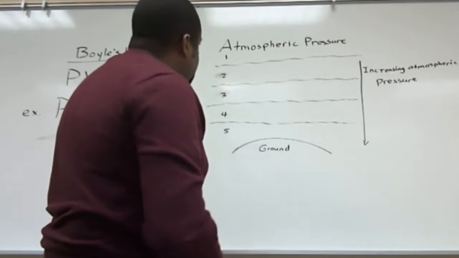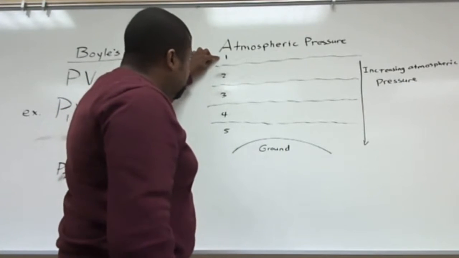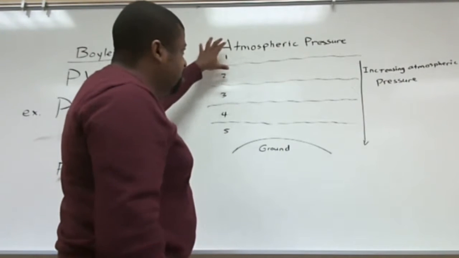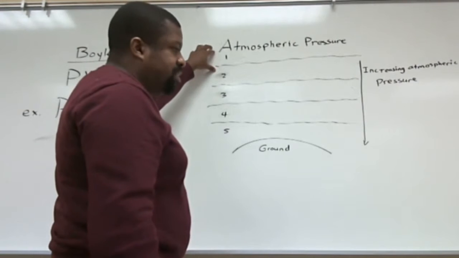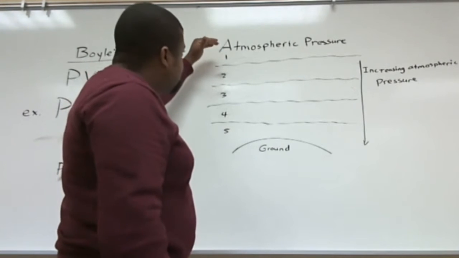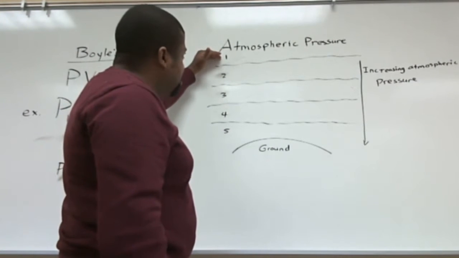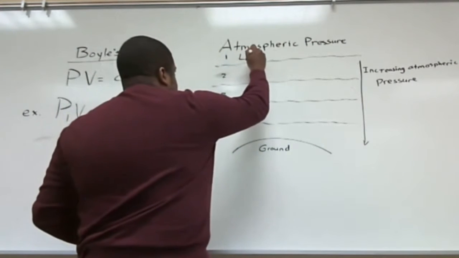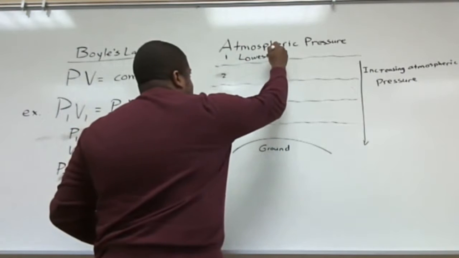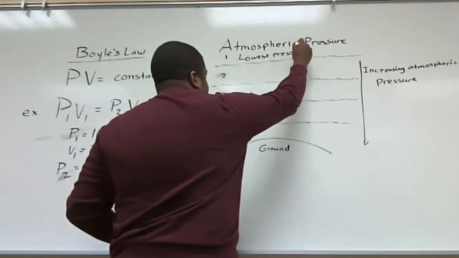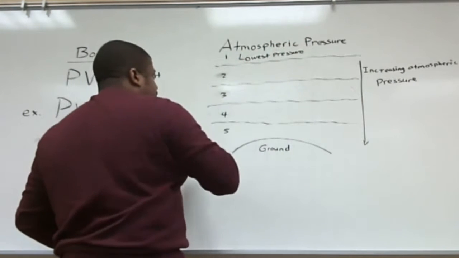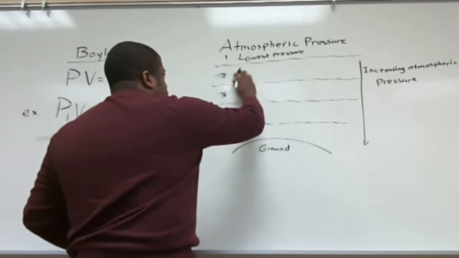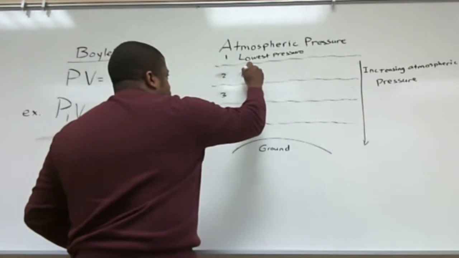This top layer, number one, is the top layer of the atmosphere. This atmospheric gas fades out into space. For the most part, the atmospheric pressure here in layer one will be the lowest, because you don't have anything above it to really push it down. If we get to layer two, this one's a little higher, so this would be the next lowest.